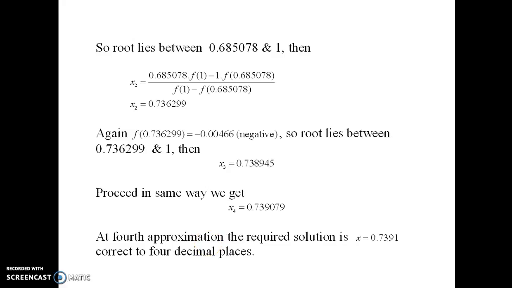Here we note that at every approximation we are reducing the length of the interval by a factor of 1.62, so in general we can say that the rate of convergence of the regula falsi method is 1.62. Hence, thank you.